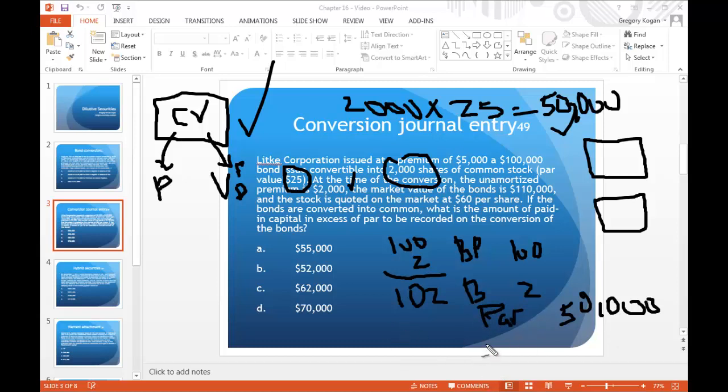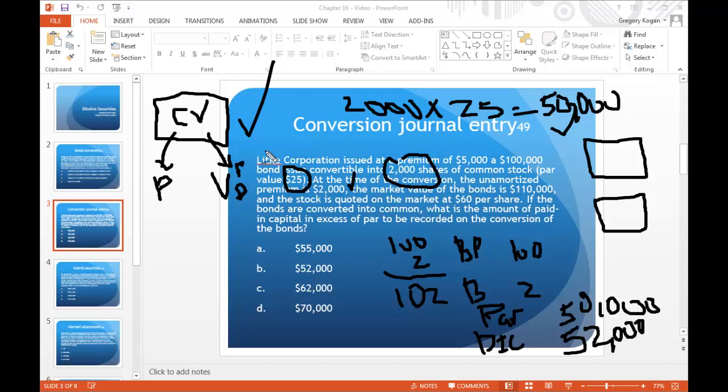Now, in terms of paid in capital amount, the idea is it's just going to be the remaining balance. So you're working with 102 minus 50, and that gives you 52. And now your 52 is what you're going to be working with. This is your additional paid in capital as the result of the conversion.